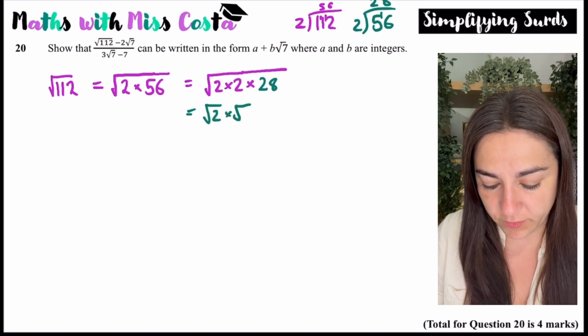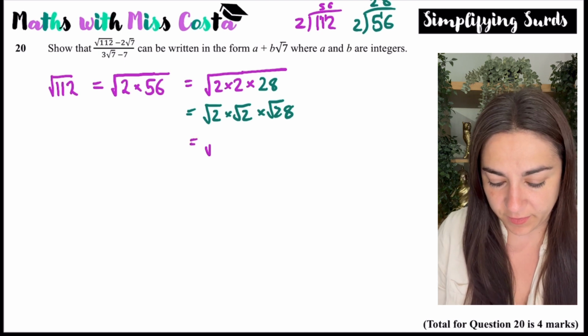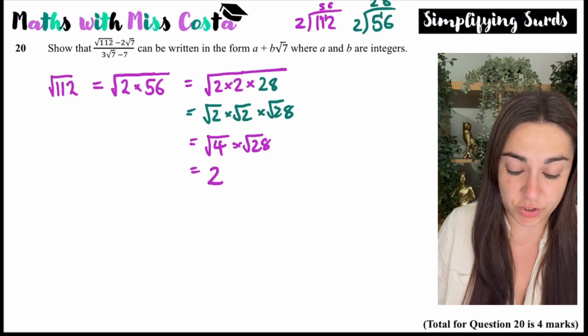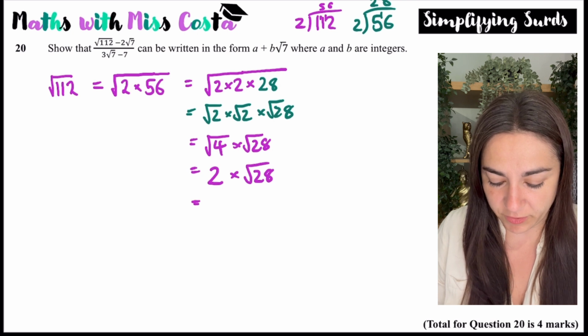So I've got root 2 times root 2 times root 28. I know that this is then going to become root 4 times 28. So that is automatically going to become 2 because the square root of 4 is 2. So 2 times root 28. Now let's see if I can simplify this any further.